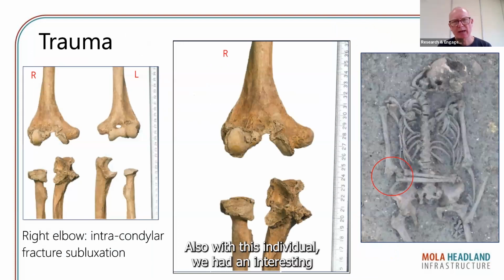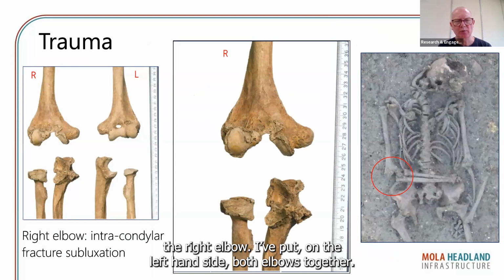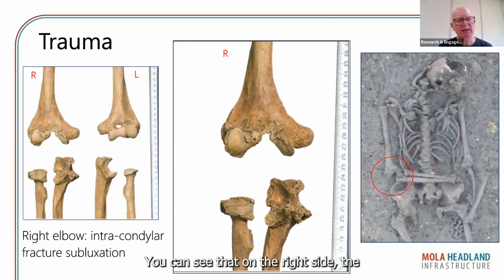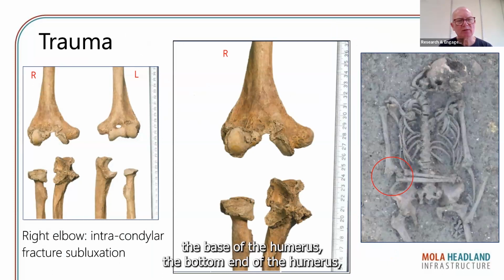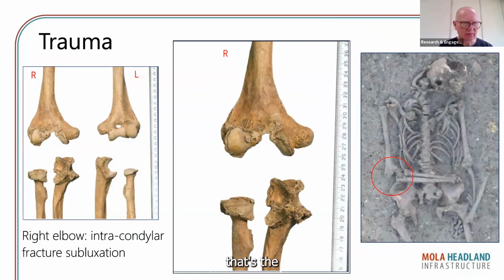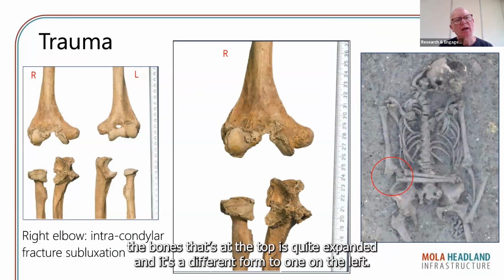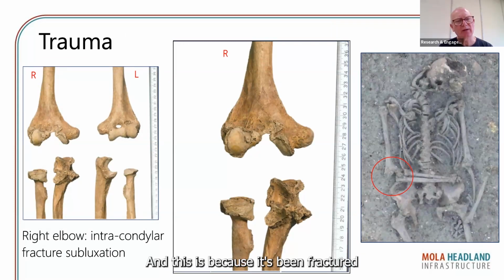Also, with this individual, we had an interesting example of pathological change in one of the elbows, the right elbow. I put on the left-hand side both elbows together. You can see that on the right side, the bottom end of the humerus, the bone that's at the top, is quite expanded, and it's a different form to the one on the left. And this is because it's been fractured right in the middle of the articular surface.